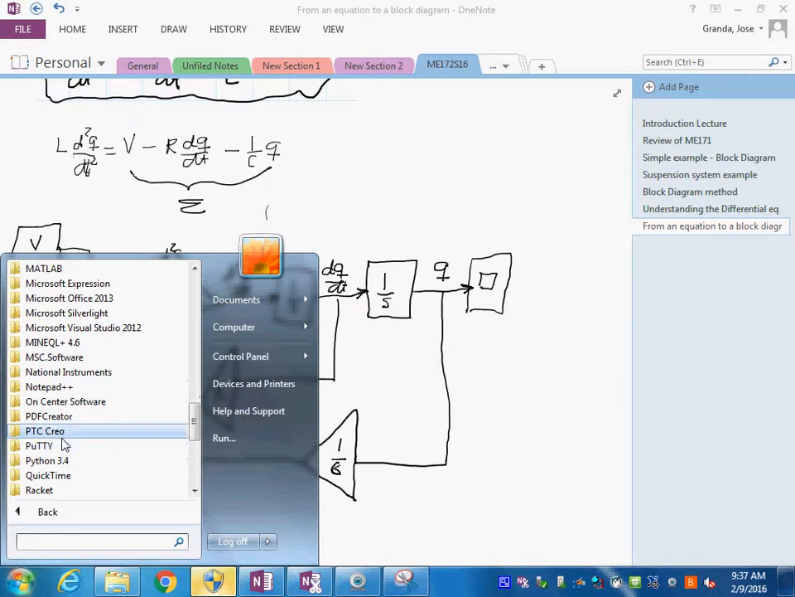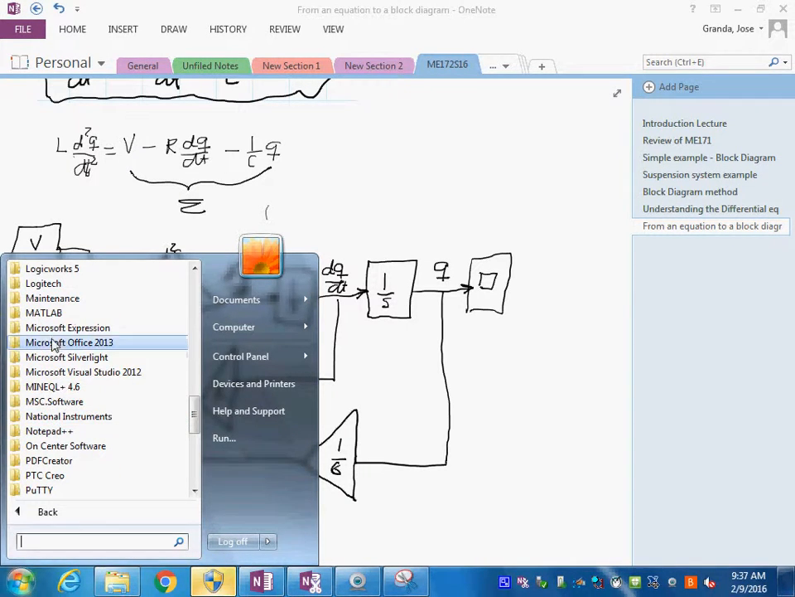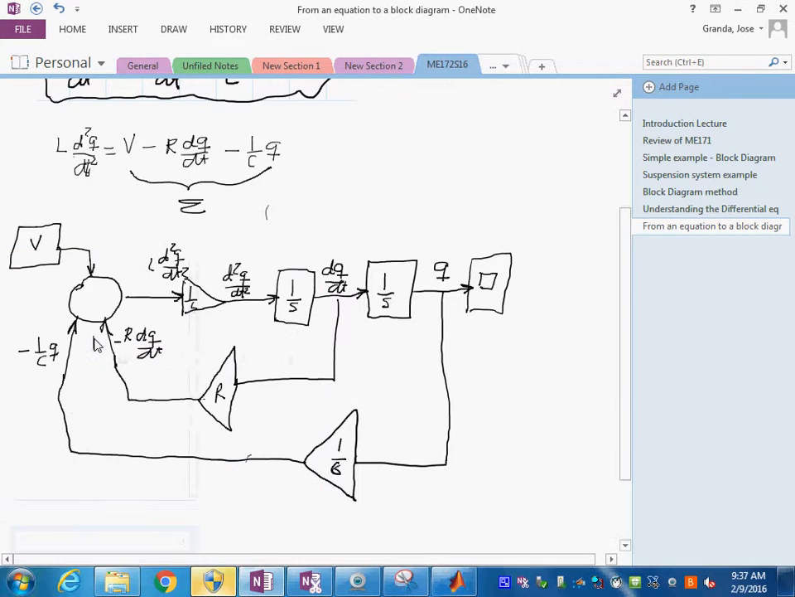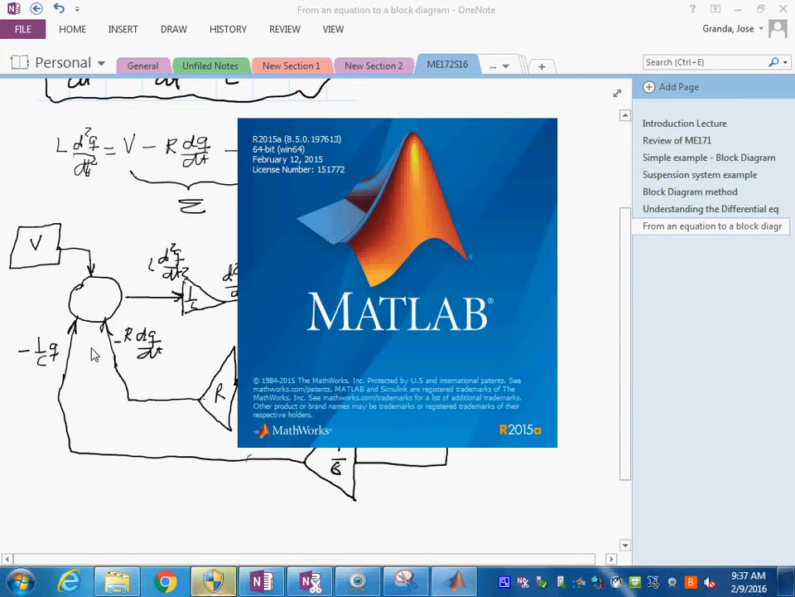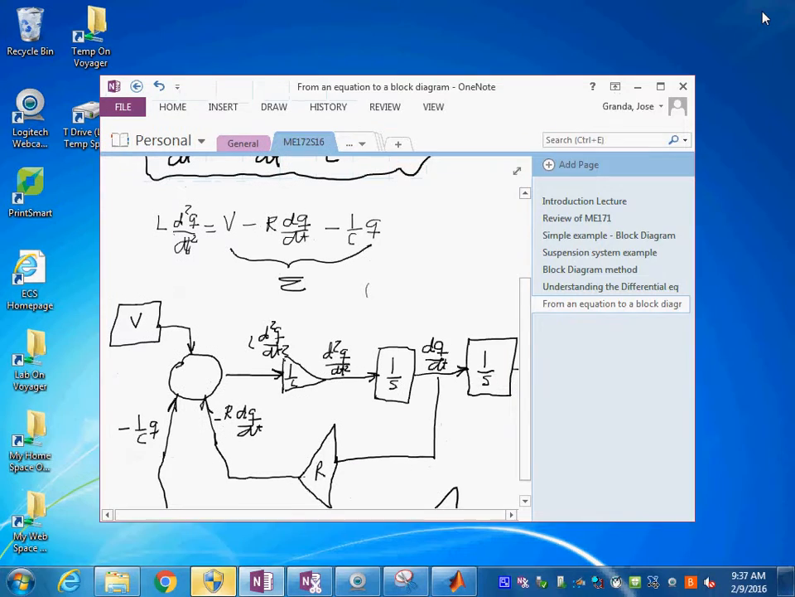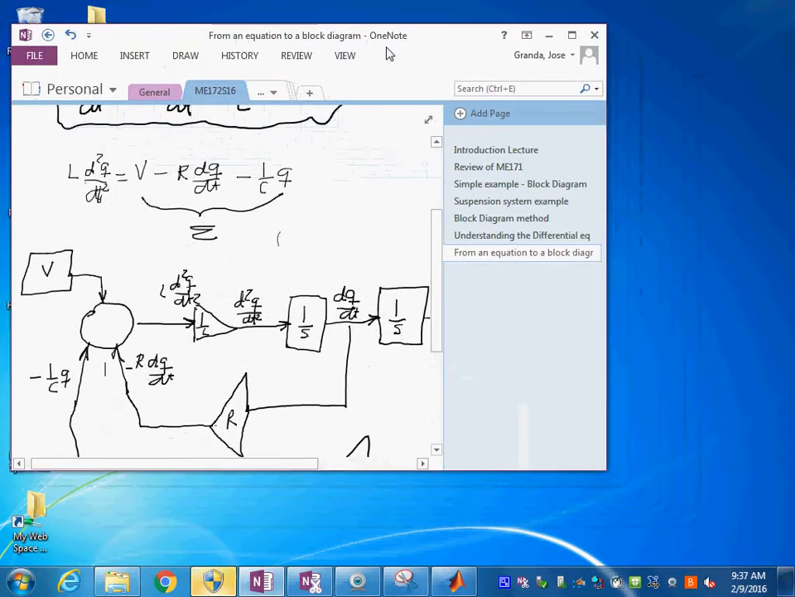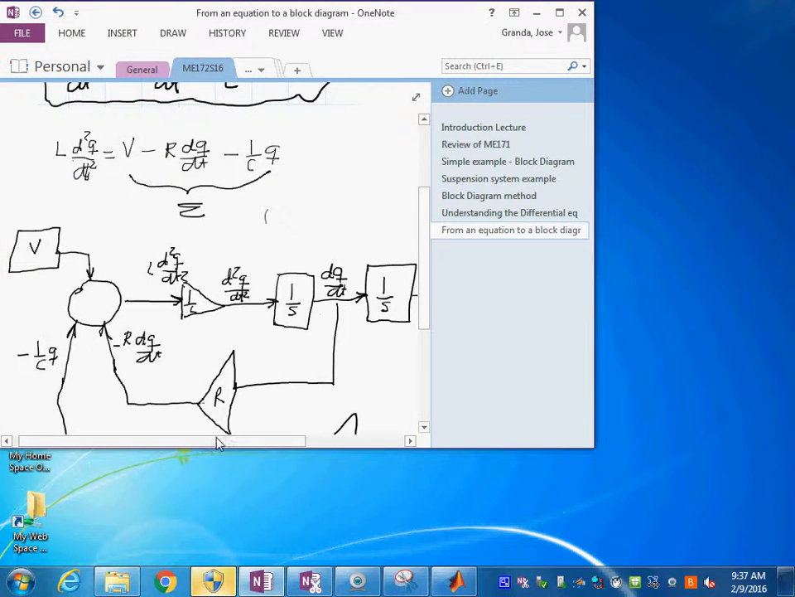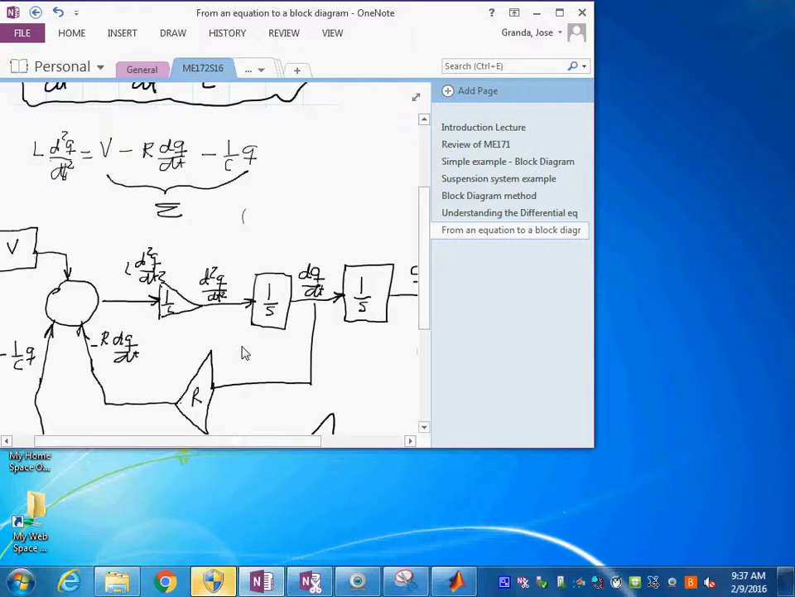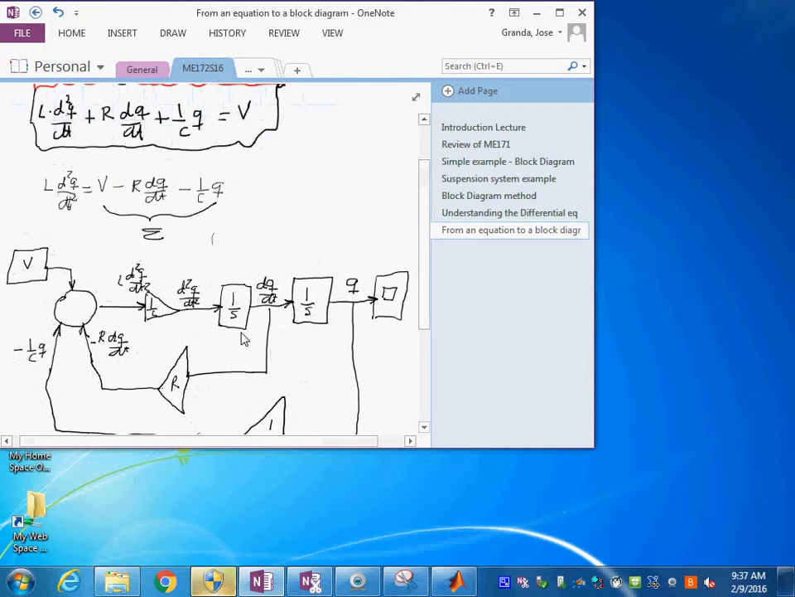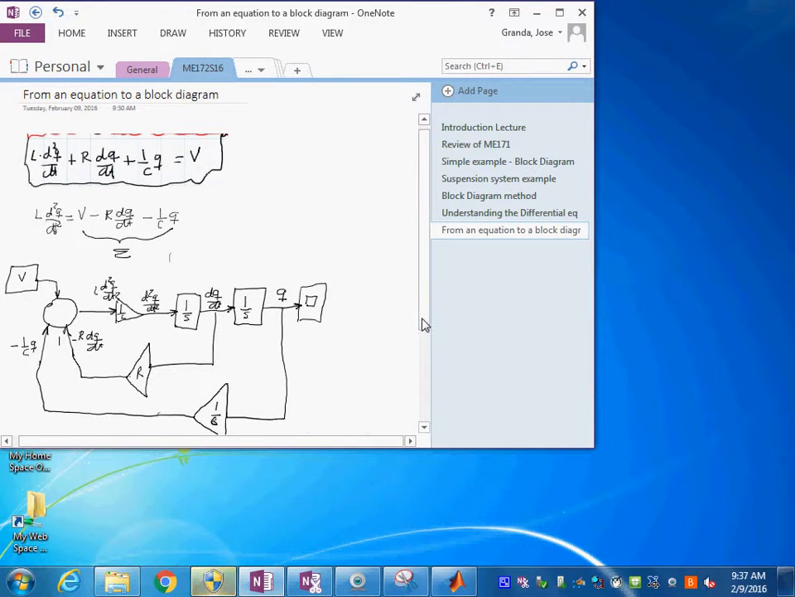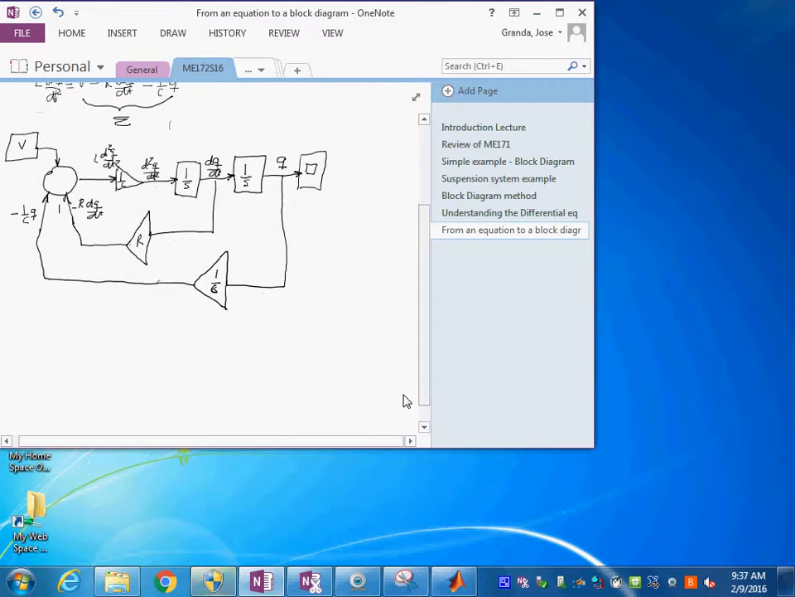I'll have it on the side. In other words, this is what I need to transfer to Simulink. So we have MATLAB on the right hand side, which is just beginning now, and we will see how we transfer this block diagram into Simulink. So we have to wait for a moment for MATLAB 2015 to come up. Takes a few moments.